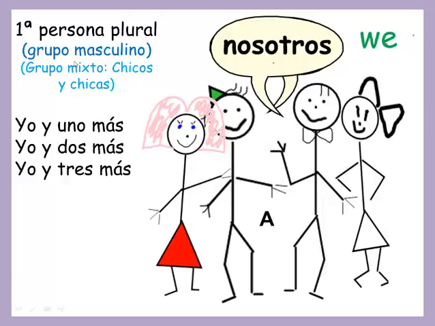Now pay attention that the nosotros form can be used in two options. You can use it in a group of only masculine individuals, or it can be used in a mixed group where you have chicos y chicas, boys and girls, masculine and feminine. As long as you have one masculine person in there, you would use the nosotros form. So as long as you have one masculine person within the group, you would stick to the masculine form.